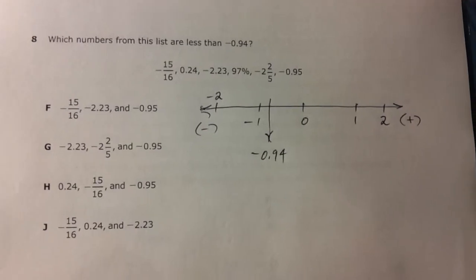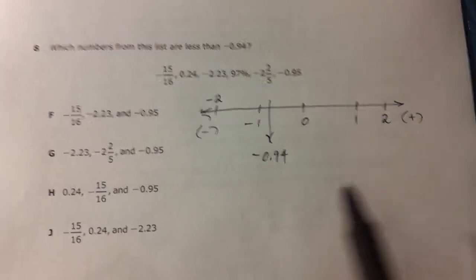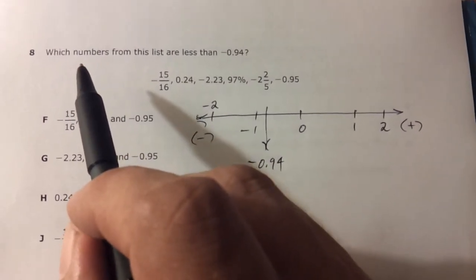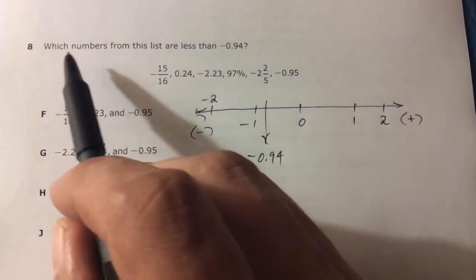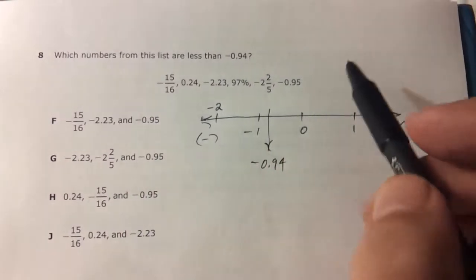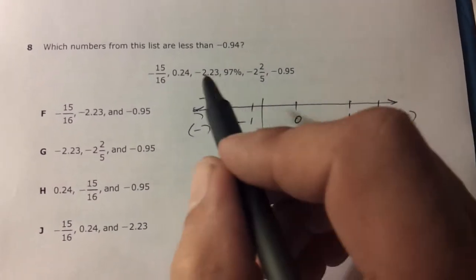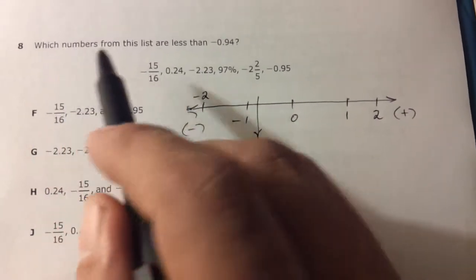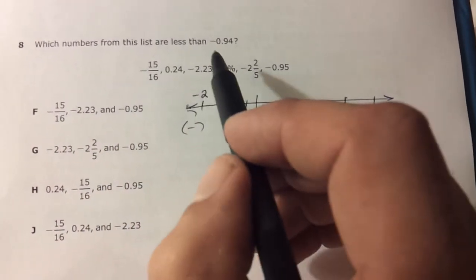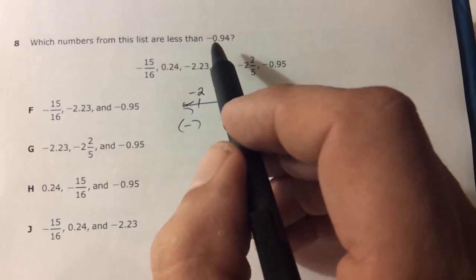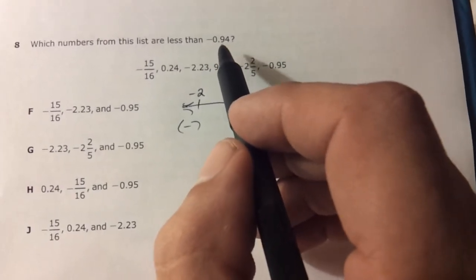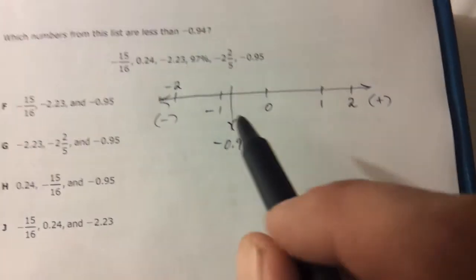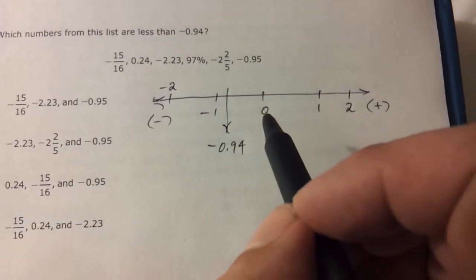Okay, I'm back with more STAAR review, and this is another actual test question from an actual test. This one is about where numbers fall on the number line. What this question's asking is which numbers from this list right here are less than negative 0.94, negative 94 hundredths.